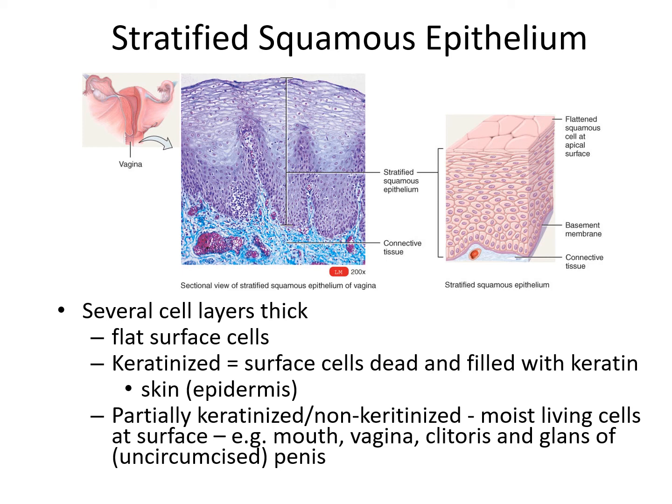Other areas of the body that have stratified squamous epithelium won't have any keratin in them. So that's the case, for instance, in the vagina. It's the case for the clitoris and also the glans of the penis, the head of the penis. Now, if the penis is circumcised, then the glans does actually dry out and it does develop keratin. It becomes keratinized. We have other parts of the body where we have partial keratinization. So for instance, the tongue and the lips have some keratin, but they're not fully keratinized.